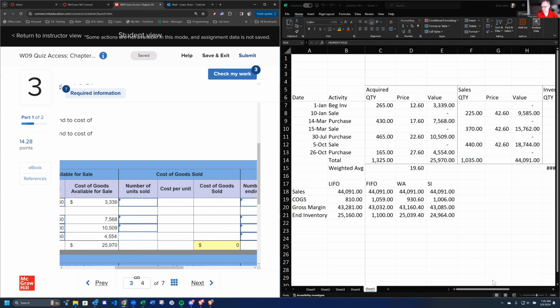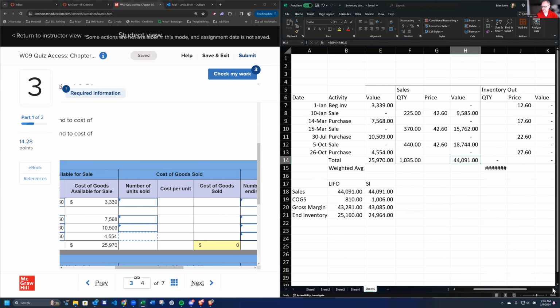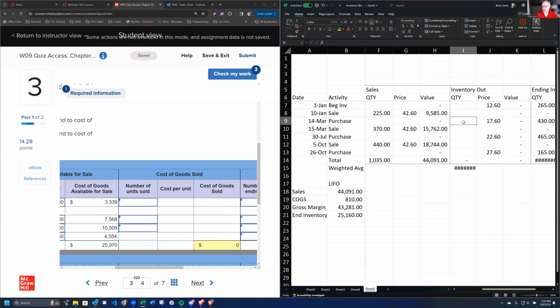So cost of goods sold. Now this one, we're going to come back over here. We're going to do the math first before we do anything else so that we just follow along in here. So we have 1,035 units that we need to apply. So what we're going to do on a first in, first out, we're going to start to reduce the ending inventory balances until we get to the total amount sold. Okay, so this is going to be 265 is what was sold here. And this is going to be purchase.